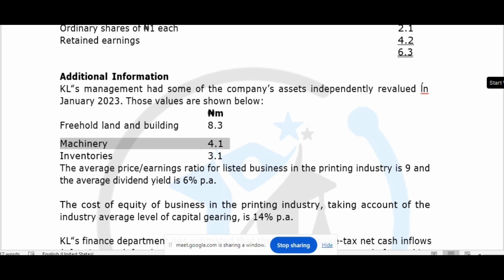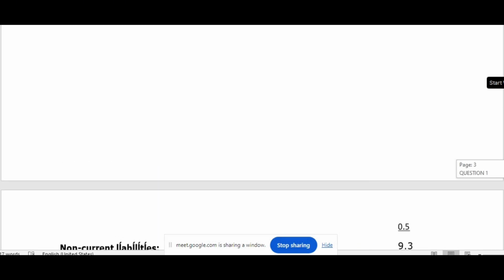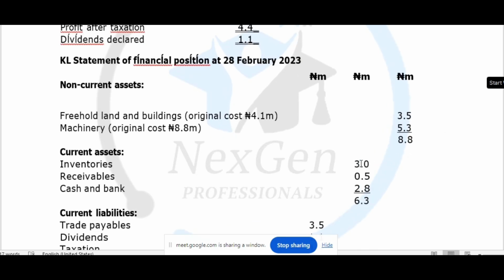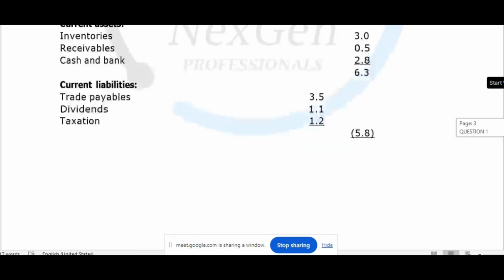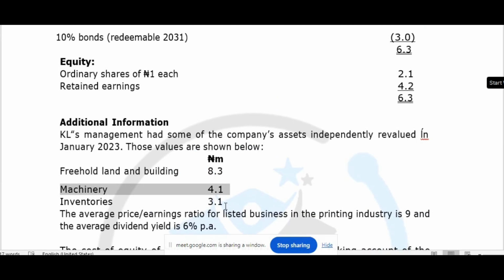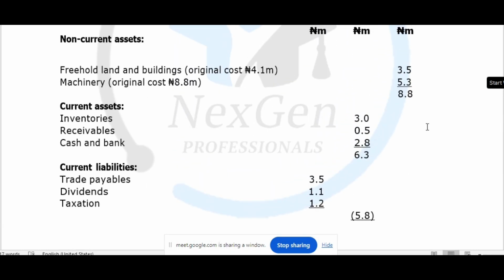Now, let's go to inventories. You can see that inventories here is 3.0, right? Now, what is the revalued inventory? 3.1. They revalue it upward. So the only thing you will change under the current assets is inventory, because that is the only current asset they revalued.